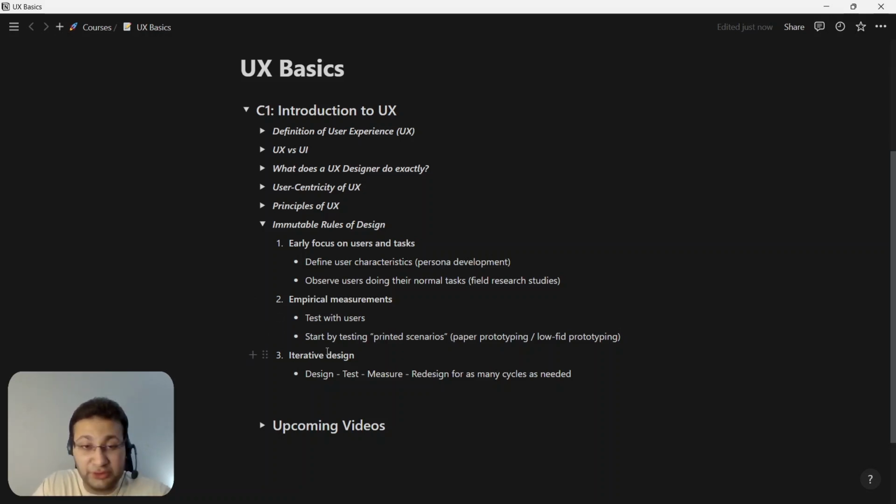The last immutable rule we have is iterative design. So you design, you test, you measure how that design fares, and then you redesign accordingly from the insights which you get from your measurements, for as many cycles as needed. If you look at all of these frameworks out there, we have the design thinking model, we have the double diamond. They all first of all show a very linear way of operating, but they have iterations built in because that's what a real scenario looks like.